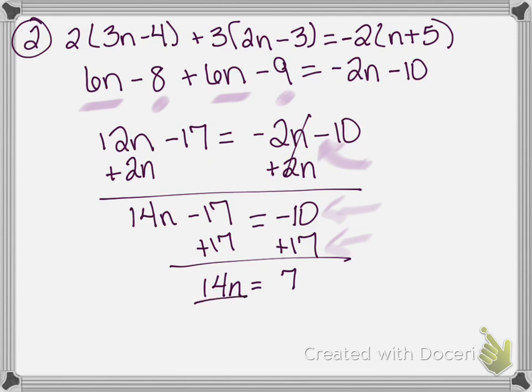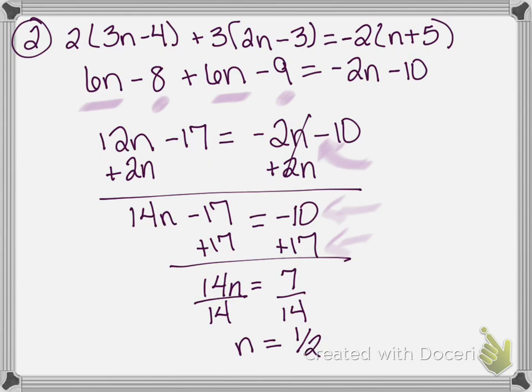My next step is I divide by 14. 7 over 14 can be simplified. What is it simplified to? 1/2. Excellent. Okay. The next one that we are going to do has fractions. We've got numbers in the denominator, so we want to get rid of that.